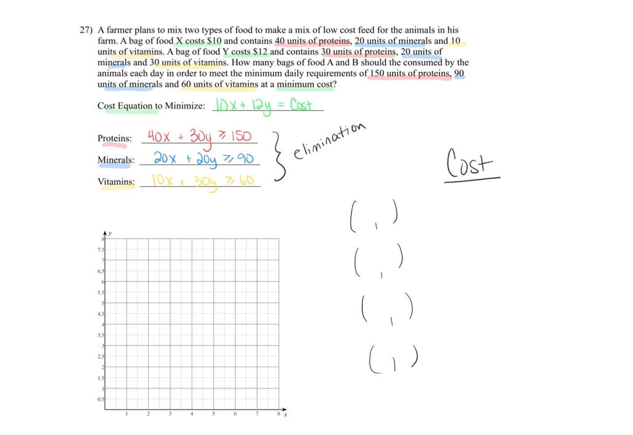We want to minimize cost. So you're going to see which of those 4 points that you end up getting here give you the least amount of cost for this food. And that's going to be your answer. You're going to say this number of X food and this number of Y food will give me a minimum cost of this, okay? And so that's how you're going to do these.